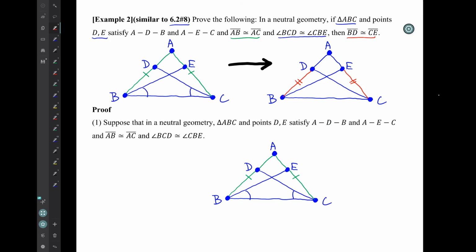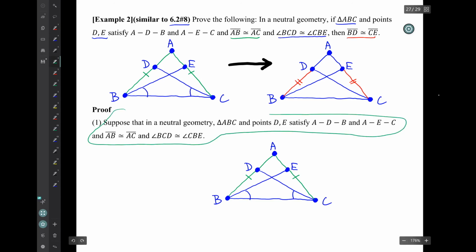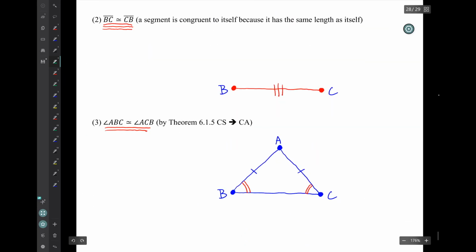Well, here's the proof. We start by saying all the given stuff and the hypothesis in a single statement. Suppose that in a neutral geometry all that stuff is true. Again, the hypothesis goes all in statement 1. And here's the illustration of the hypothesis. Statement 2 says that segment BC is congruent to segment CB. Now that's because a segment is always congruent to itself because it has the same length as itself. Here's the illustration.